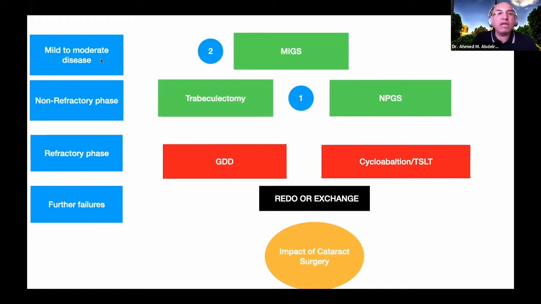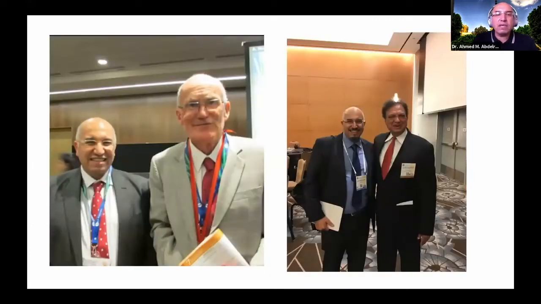For patients with mild to moderate disease, there is still a chance for MIGS. And when we move to more established and advanced conditions, then we will go for the more robust operations. And now we will go into the valves, from the Molteno to the left and Ahmed to the right.